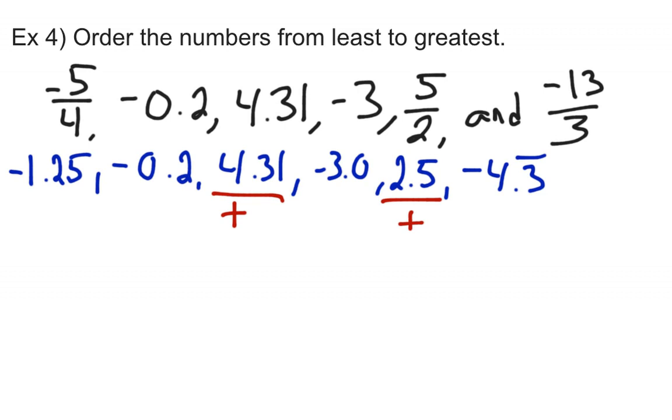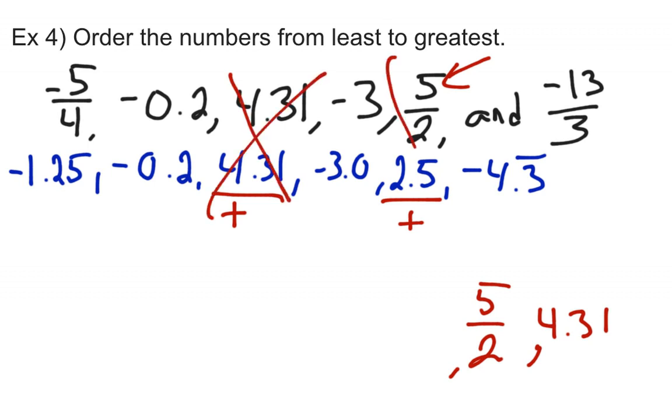I know that the 4.31 is bigger than 2.5, so I'm going to write this all the way over here as my largest number. The 2.5, originally it was 5/2, and you always have to go back to the original form, 5/2. So I got the two biggest ones out of the way. I'm even going to X those out now. Those are gone.